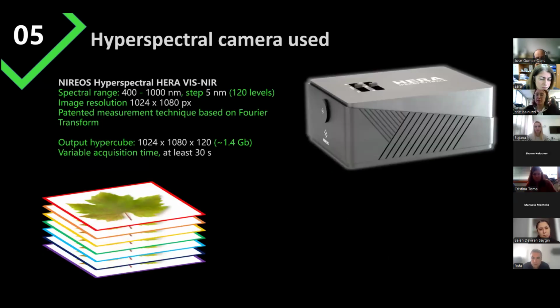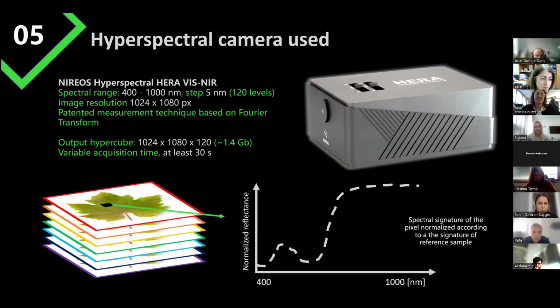We use this camera that is pricey. It's called Nero's Hyperspectral ARVs. It has a spectral range from 400 to 1,000 nanometers, and we tuned it to acquire a hypercube with a step of 5 nanometers, so 120 levels for the hypercube. Each hypercube is actually a gigabyte and a half, so it's pretty heavy on the disk. And the acquisition is not fast since this is lab equipment, basically: from 30 seconds to 1 minute per hypercube.